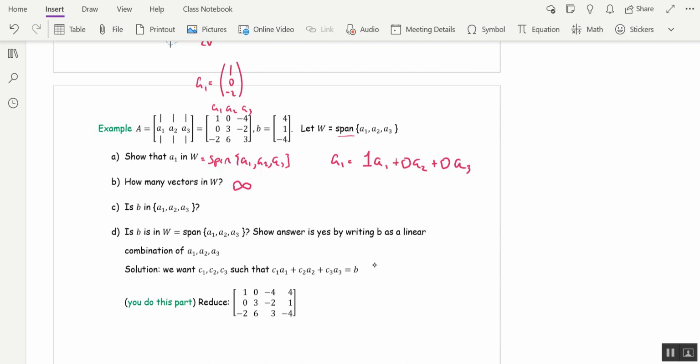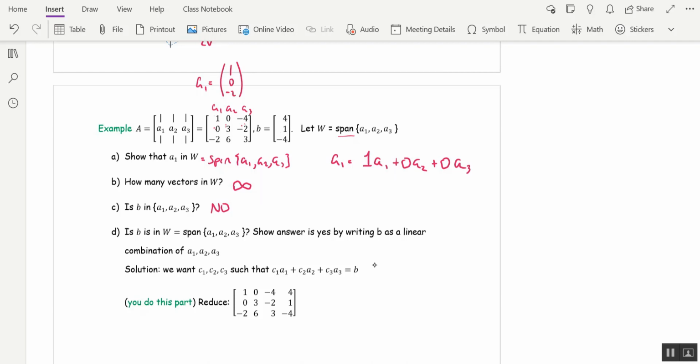Is B in the set A1, A2, A3? Well, B is in that set if and only if B is one of those three vectors. No, B is clearly not one of those three vectors. So no. But contrast that with the next question. Is B in the span of A1, A2, A3? So those are two very different questions. One we can do just by looking: is B one of those vectors?